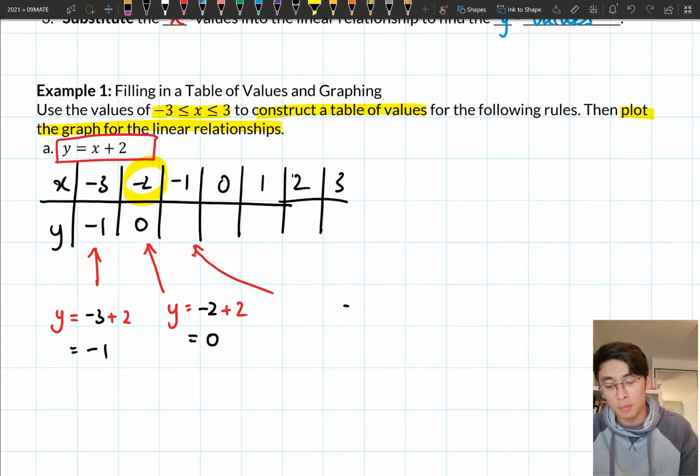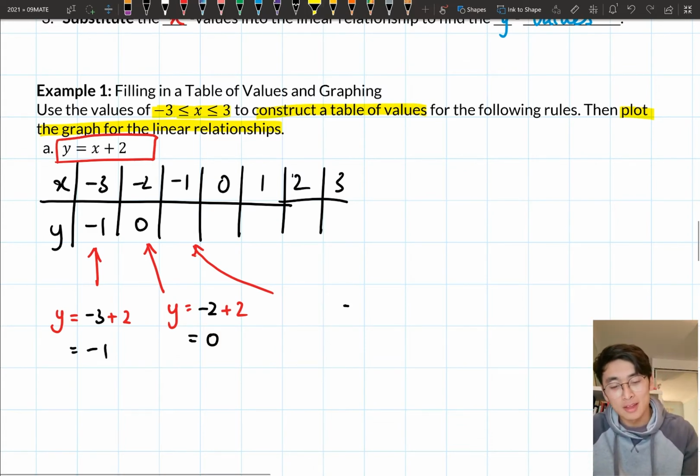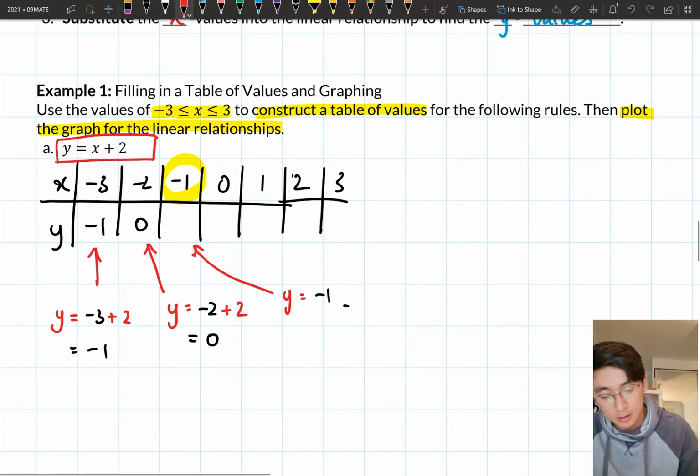What am I going to replace x with this time? Hopefully you answered along at home. I'm going to replace x with -1. And so for this box, it's going to be y is equal to -1 plus 2. And so this just becomes 1.